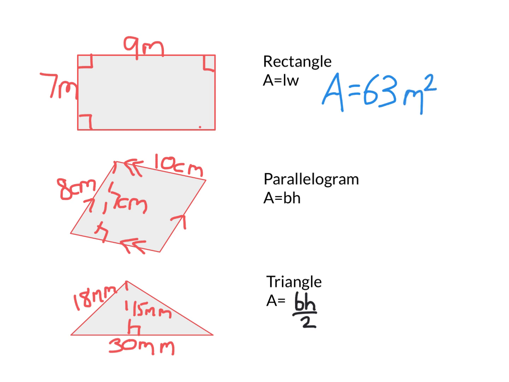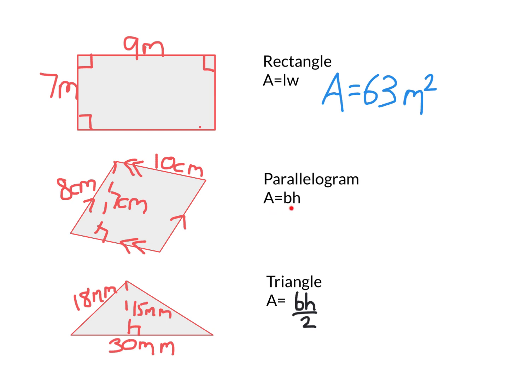What that means is I could take 63 squares, each of which was 1 meter squared, and I could fit them in here. I could fit 9 squares along here, 7 along there, 9 times 7. All right, for a parallelogram, so remember that is a four-sided shape with two pairs of parallel sides. A parallelogram is basically a rectangle that is slanted.